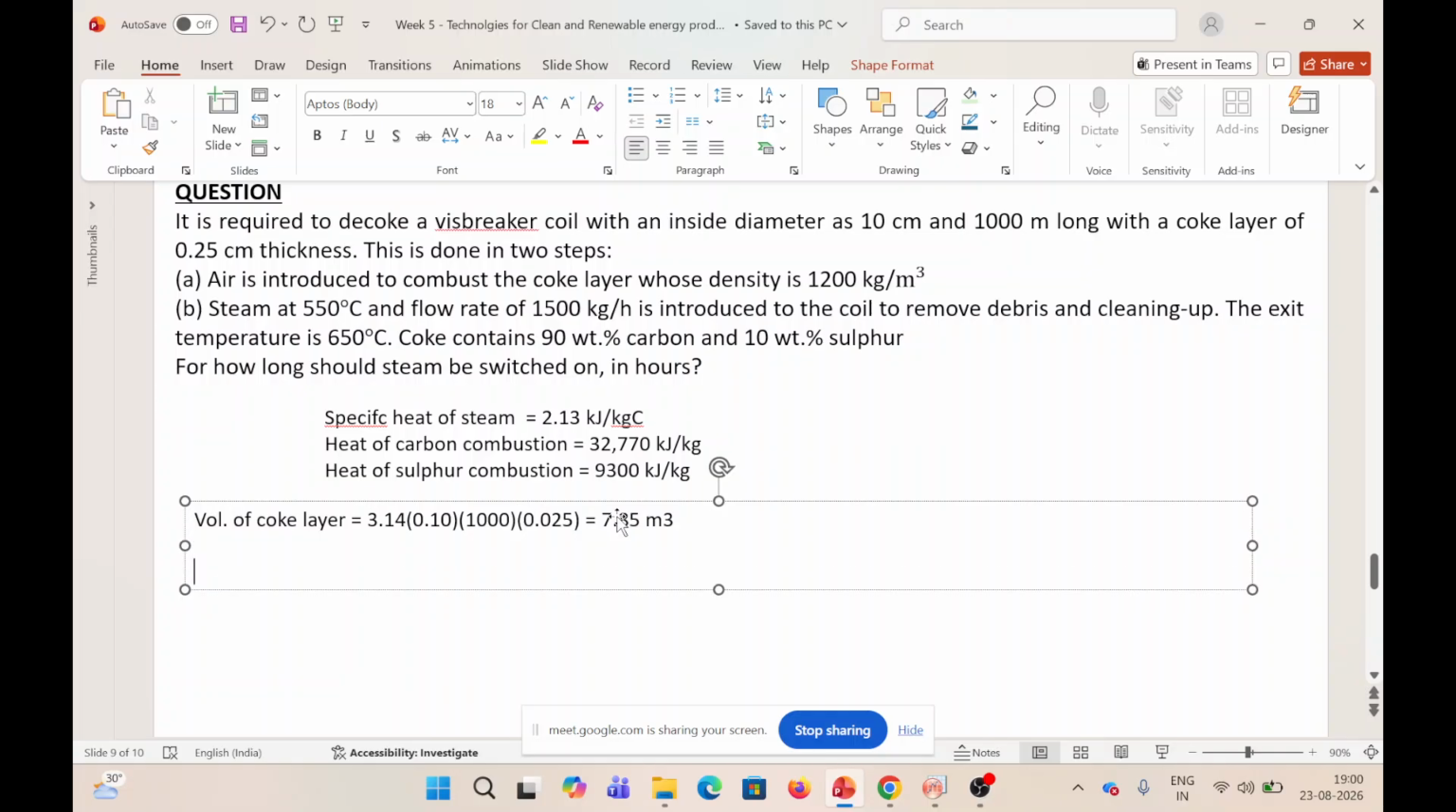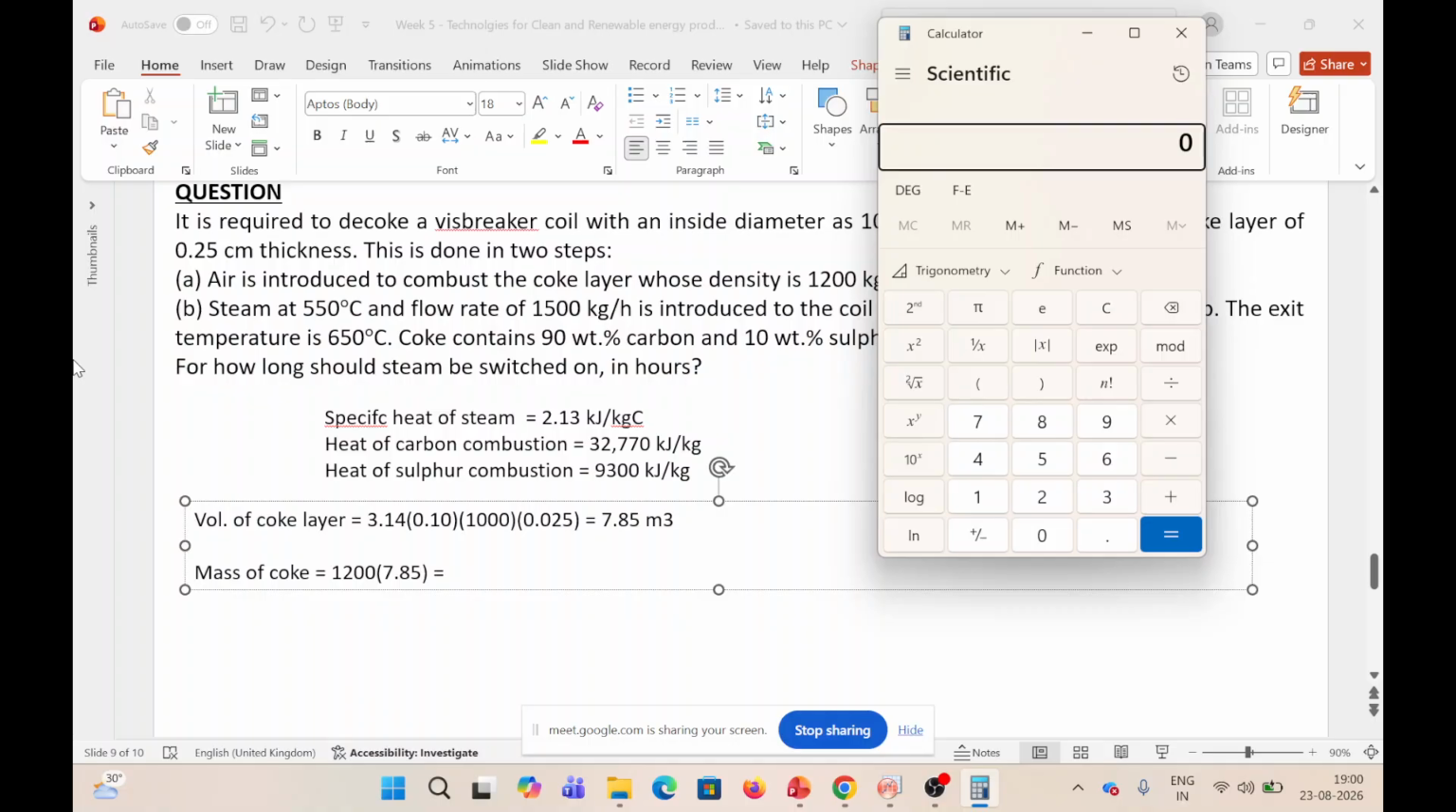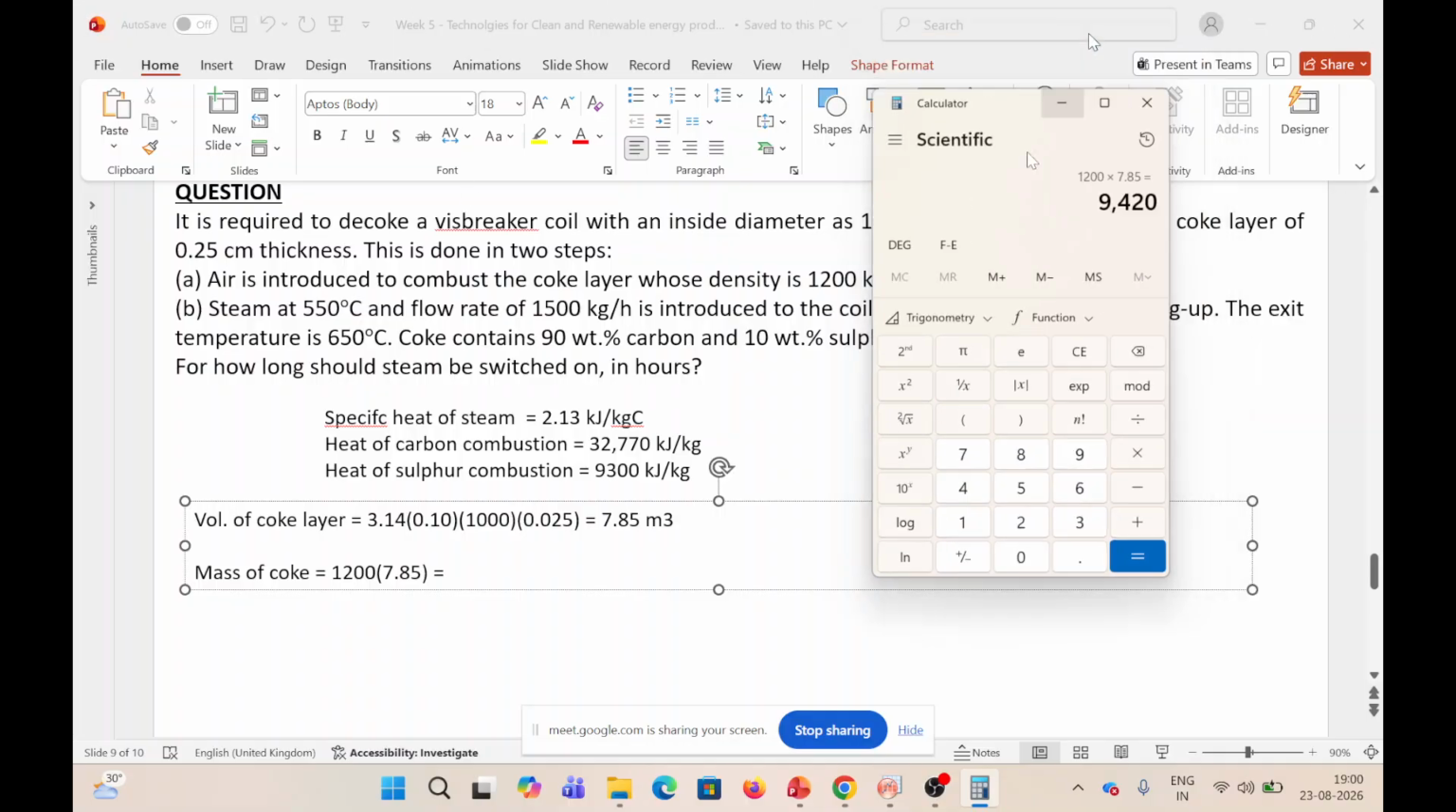Now we know density. So density is mass by volume. So mass is nothing but density into volume. So mass of coke is density 1200 times 7.85, 9420 kg.